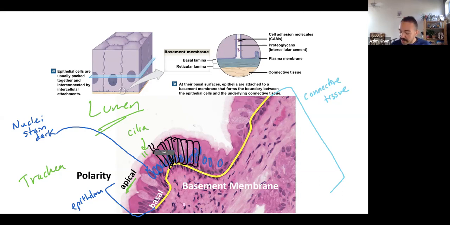These have cilia on the apical side, and it's attached to the basement membrane, colored there in yellow. It's just a very, very thin strip. You can't really tell. You can just assume that it's there. But these cells are attached to the basement membrane on the basal side. Deep to that is connective tissue. We'll get to that in a few more videos. What we'll also discuss is how these cells are connected to each other. There are these junctions that hold everything together. So we'll see that in a minute.